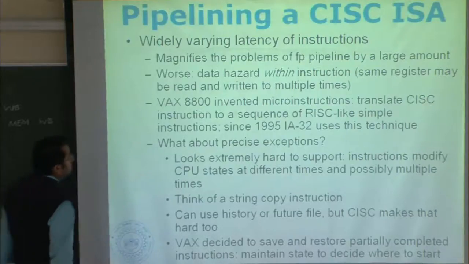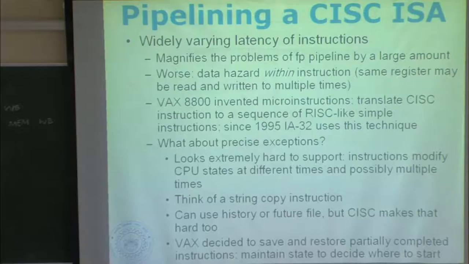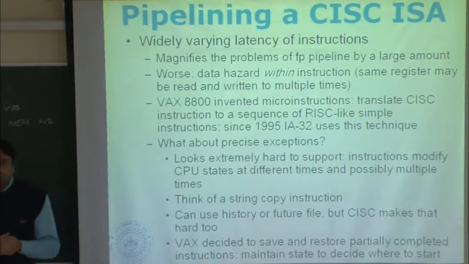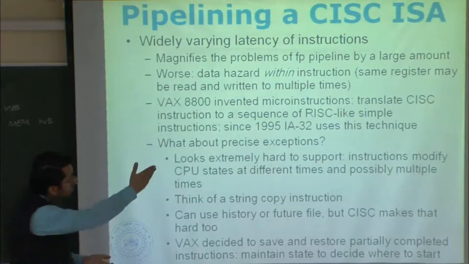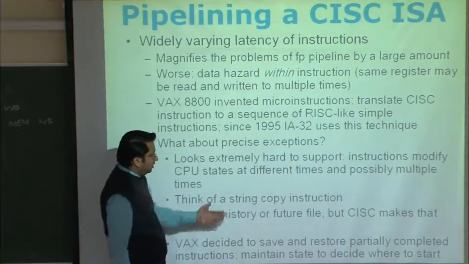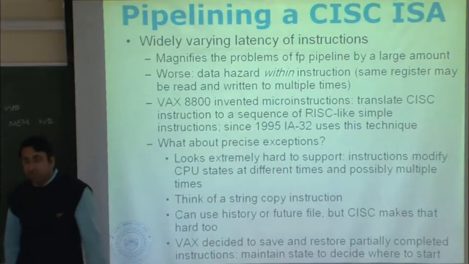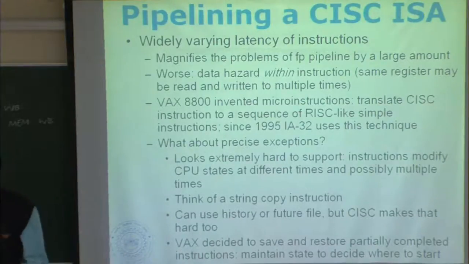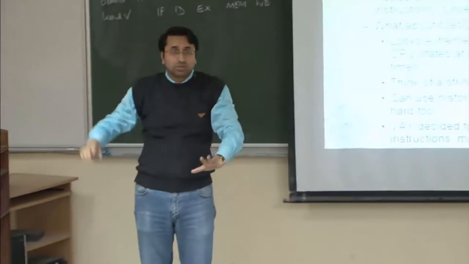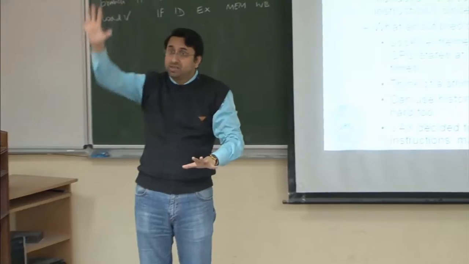What about precise exceptions in a CISC ISA? It looks extremely hard to support because instructions modify CPU states at different times and possibly multiple times. It's not as well defined as in a RISC architecture. For example, you can think of a string copy instruction, which could actually take multiple page faults. You can try to copy a string spanning multiple pages to some other place spanning multiple pages. Source pages can take page faults, the destination pages can take page faults.